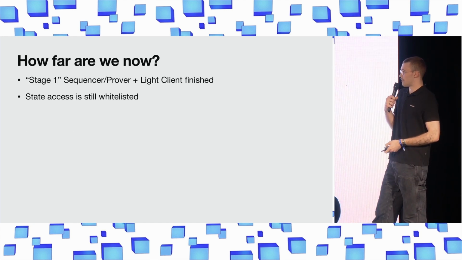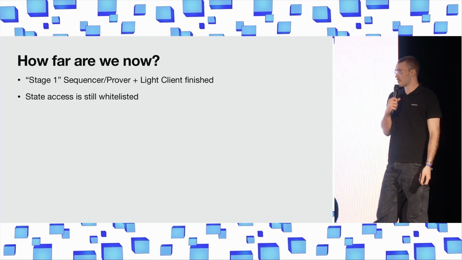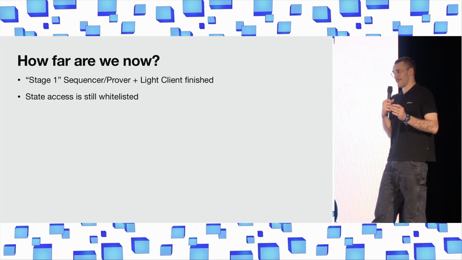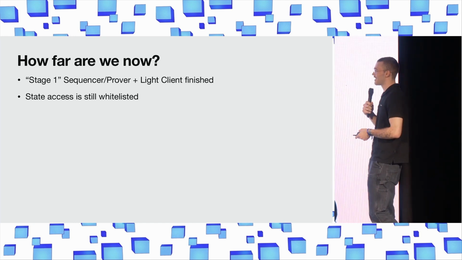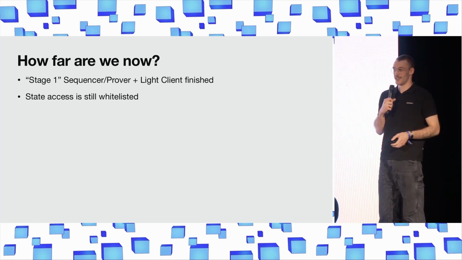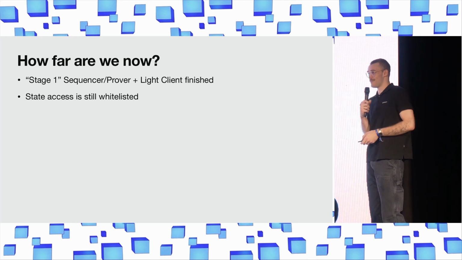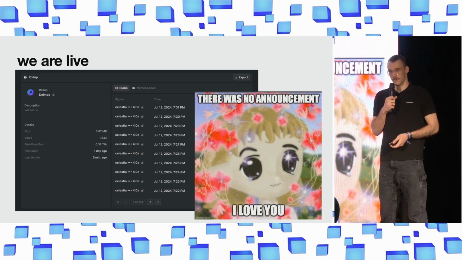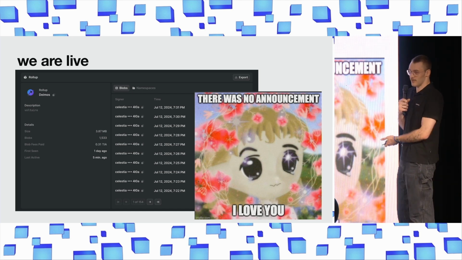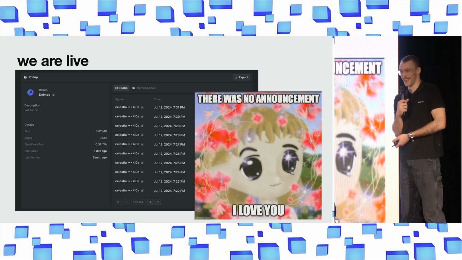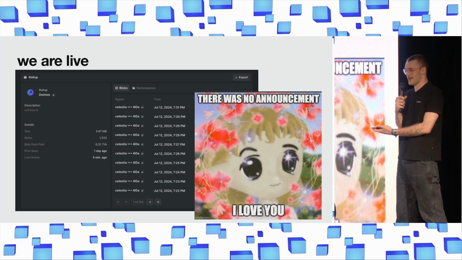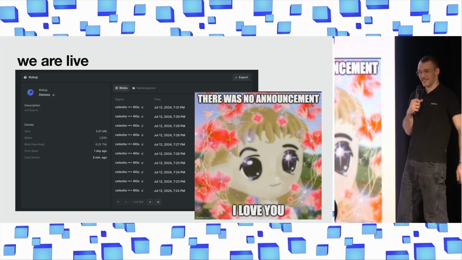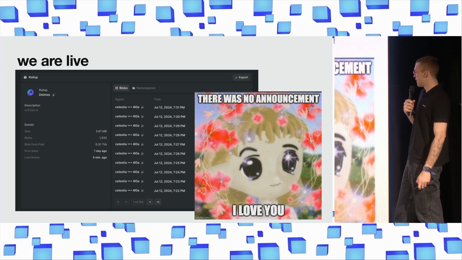So how far are we now? We have already finished the stage 1 sequencer and prover. The light client is finished. The WASM client is about a week out from being done. We're just trying to get some PRs merged. State access is still whitelisted because the API sucks right now and it's really immature. But we are already live on Mocha on Celestia. There was no announcement. We're just engineers. We kind of need some marketing help, but we have a testnet already. This is really nice. You can already use it. You can already verify our key directory live with our client.